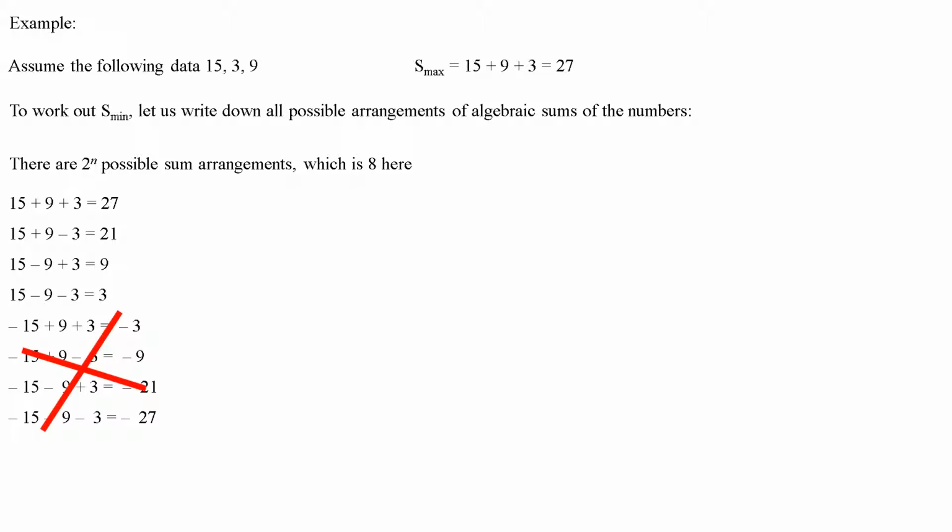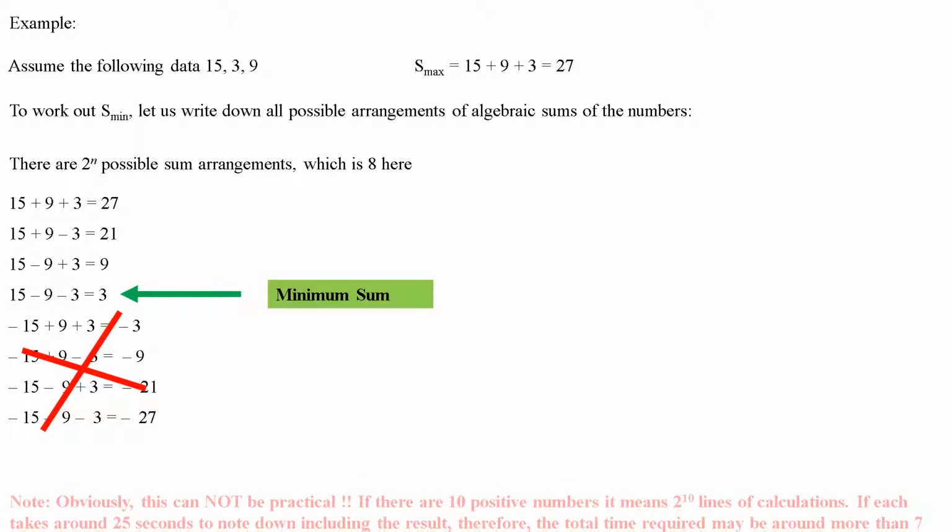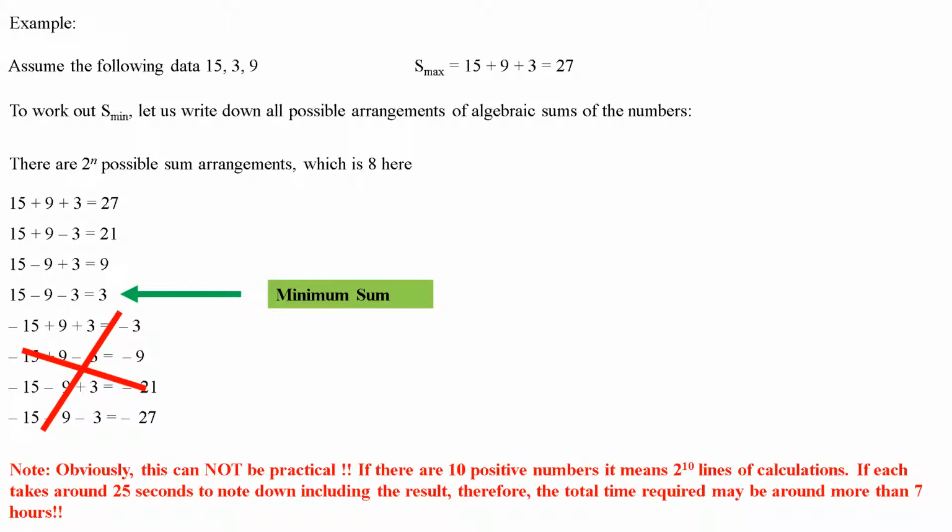But definitely here, we are not interested in negative ones, so we cross them out. So it means 4 possible outcomes are here. And then it is obvious that 15 minus 9 minus 3 is equal to 3. This gives the minimum sum. So the sign of 15 is positive, the sign of 9 is negative, the sign of 3 is negative. But definitely, in this case, we cannot apply this in a practical way.